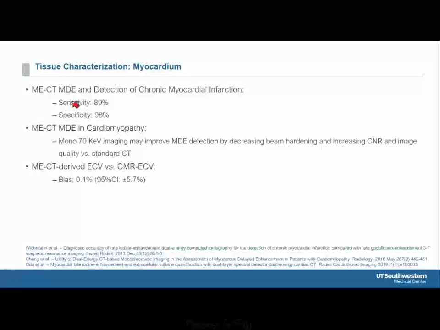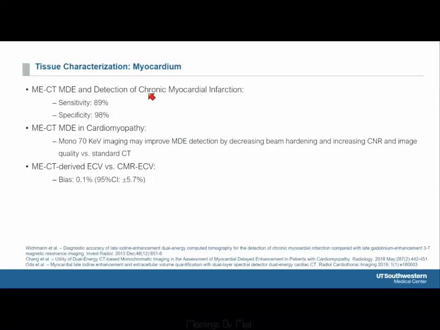And myocardial delayed enhancement using dual energy CT has shown a sensitivity of 89% and specificity of 98% to detect chronic myocardial infarction.